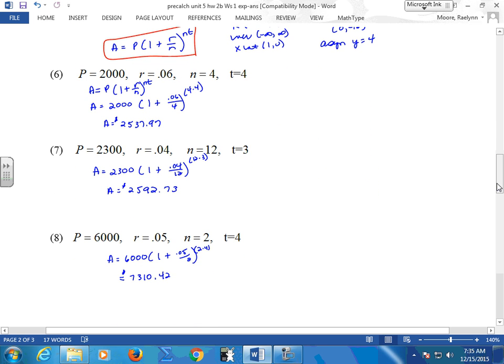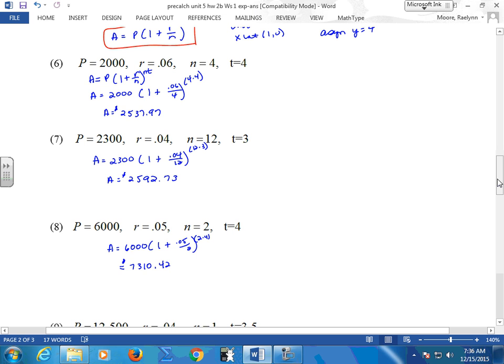Are you guys okay with these? Plugging them in? Remember, you have to know that formula. N is compounding. Compounding how many times a year? The N's going to change. The R. Be careful of your rate. Your rate has to be in a decimal. 4% is 0.04. And again, round your money to 2 decimal places.